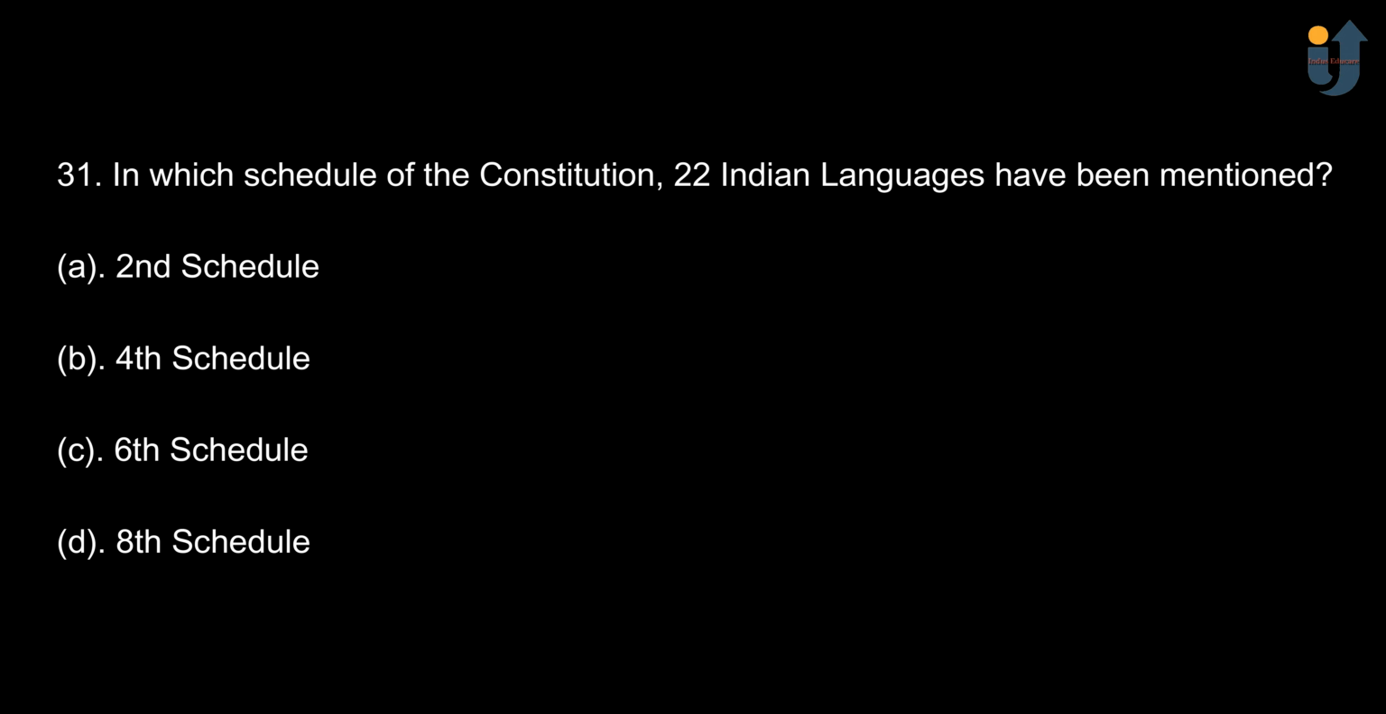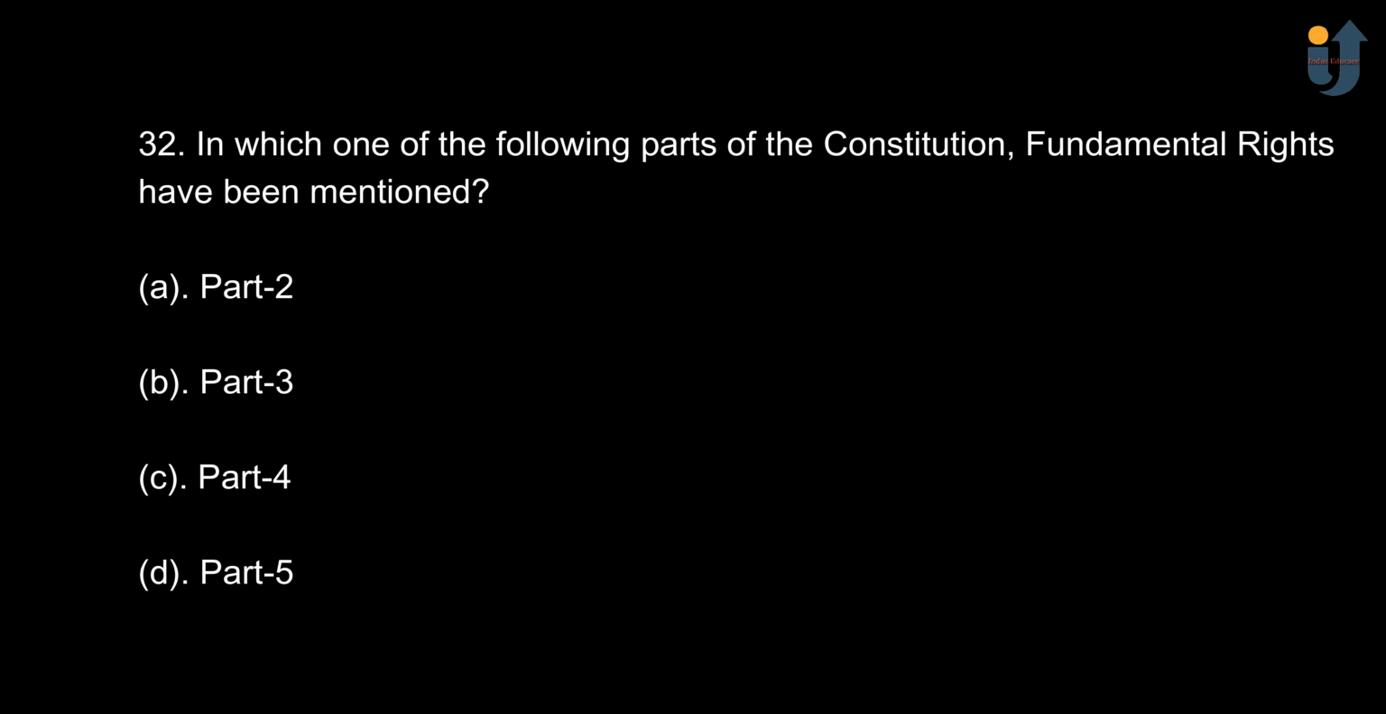Next, in which schedule of the Constitution 22 Indian languages have been mentioned? Option A, 2nd schedule. Option B, 4th schedule. Option C, 6th schedule. Option D, 8th schedule. The correct option is option D, 8th schedule. Next, in which one of the following parts of the Constitution fundamental rights have been mentioned? Option A, Part 2. Option B, Part 3. Option C, Part 4. And option D is Part 5.